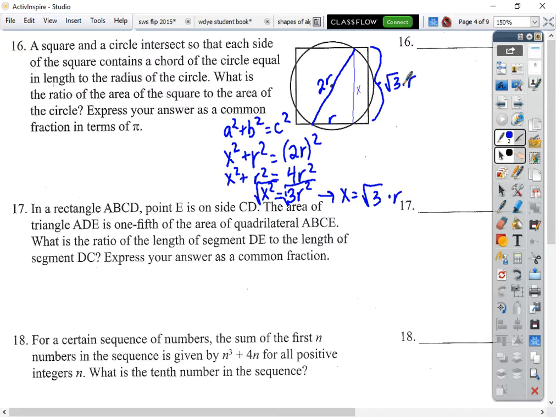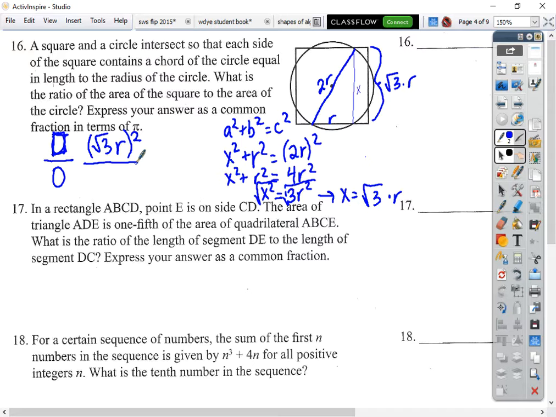figure out the area. Now the ratio of the area of the square to the area of the circle, so let's start that over here. Area of the square to the area of the circle is what we're looking for. So let's start with the square. We have the square root of 3 times r, and that's squared because we need the length times the width, which is the same thing in this case.